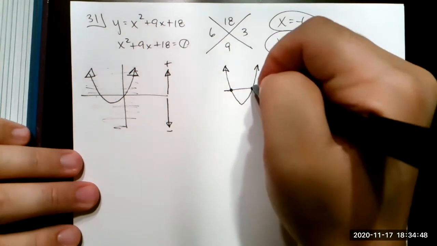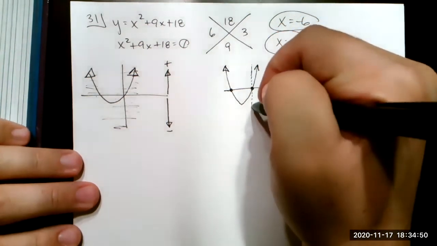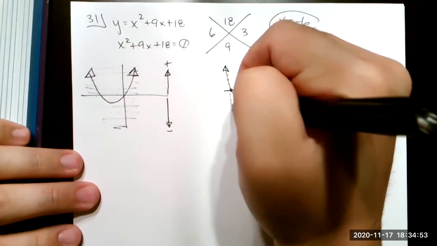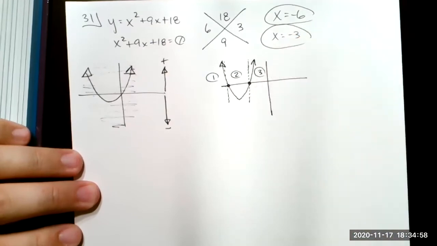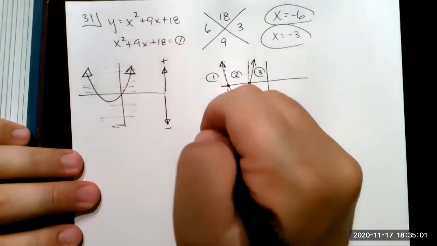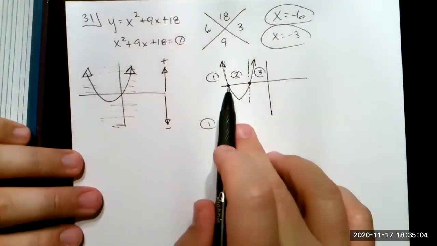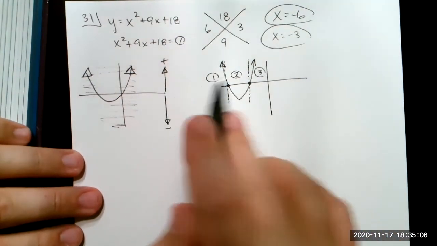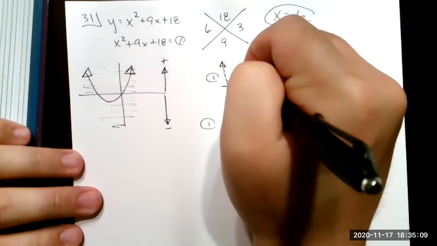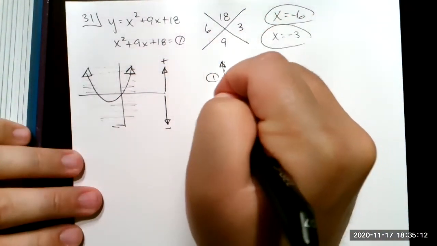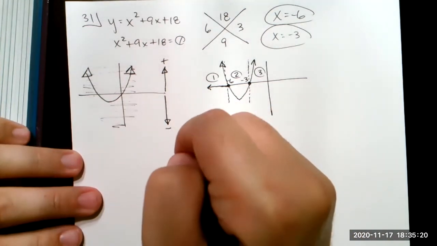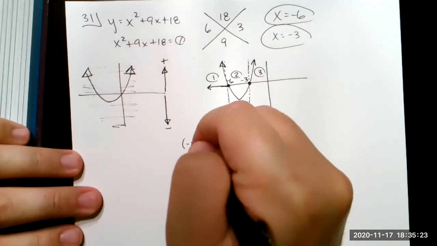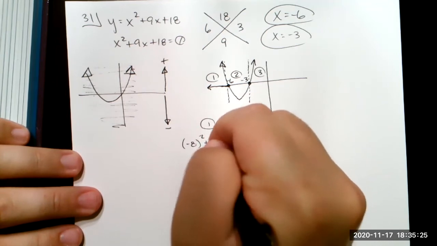So the way the book wants you to do it is to take these intervals in between the x-intercepts. So they want you to look at interval 1, interval 2, and interval 3. For interval 1, they want you to just plug in a number that's in interval 1. So if this x-intercept is -6, this one is -3, plug in something that's less than -6. I don't know, -8. It doesn't really matter what you plug in. So for interval 1, I'll plug in -8, as long as it's less than -6.